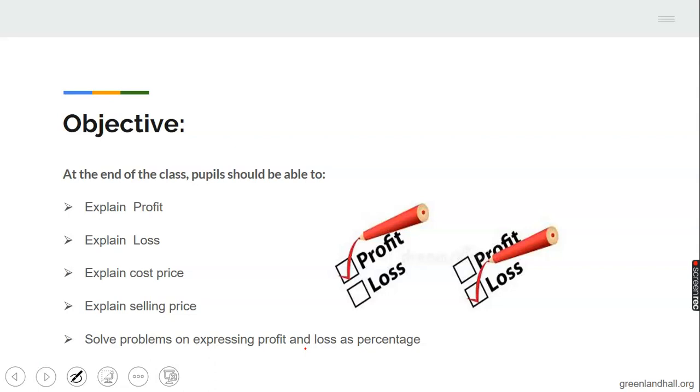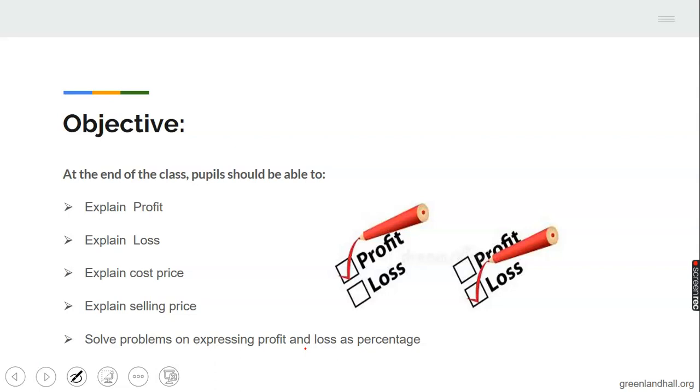At the end of this class, you should be able to explain to me what profit is, explain what loss is, explain cost price, explain selling price, and solve problems on expressing profits and loss as percentage. Okay? So let's come along with me.